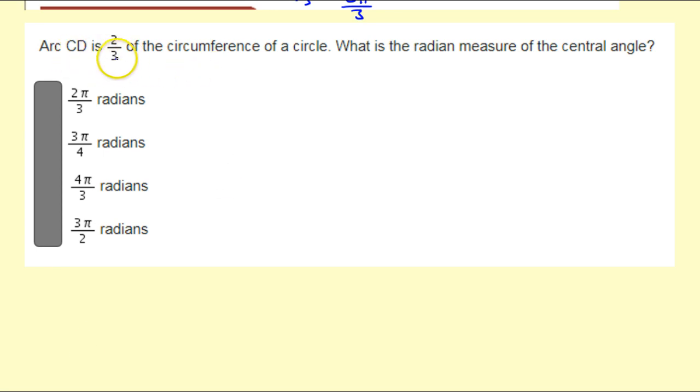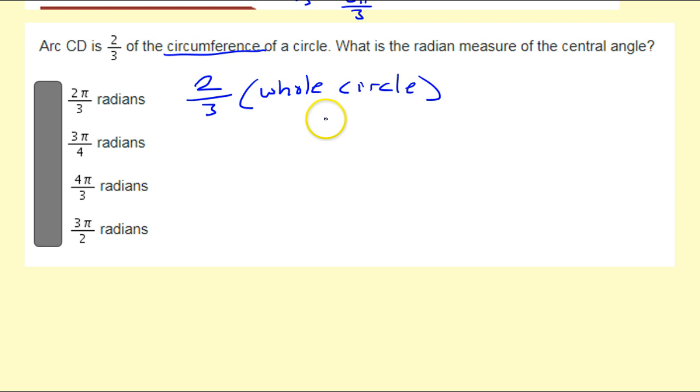Okay, arc CD is 2/3 of the circumference of a circle. So we're really saying 2/3 of the whole circle, because the circumference of a circle is the length of the entire circle. So fine, 2/3 of the whole circle. But we want to know what is the radian measure of the central angle. Well, so we want to know what is the radian measure of 2/3 of the whole circle.